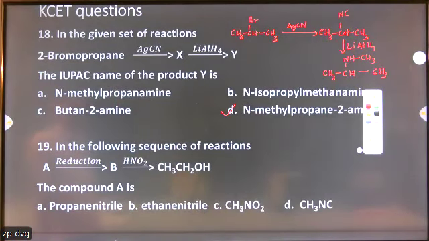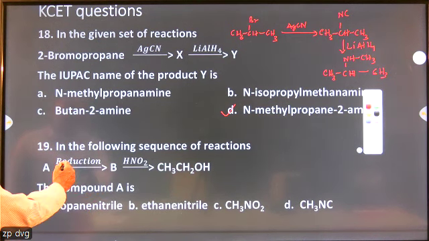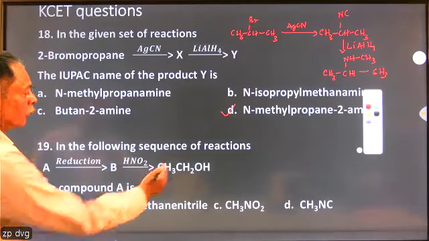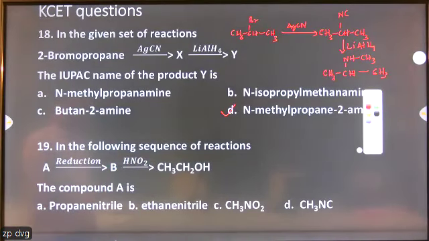Next question. In the following sequence of reactions, A giving on reduction B, B with HNO2 giving you CH3CH2OH, alcohol. So the compound A is, options are A, propane nitrile, B, ethane nitrile, C, nitromethane, and D is an isocyanate.